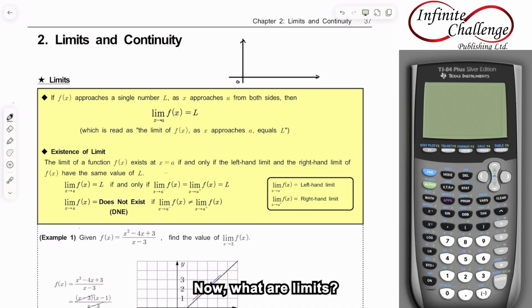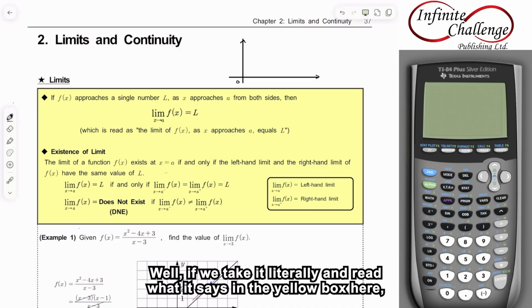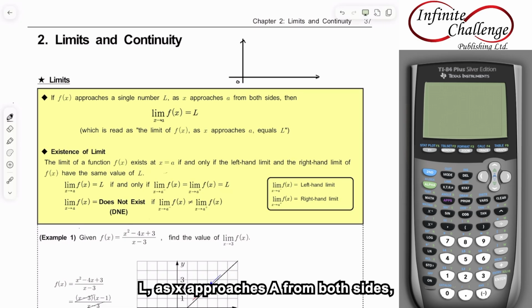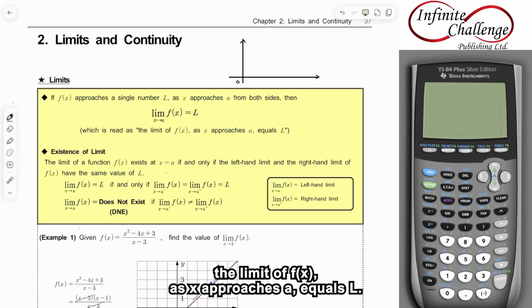Now, what are limits? Well, if we take it literally and read what it says in the yellow box here, it means that if f of x approaches a single number, capital L, as x approaches a from both sides, then the limit of f of x as x approaches a equals L.